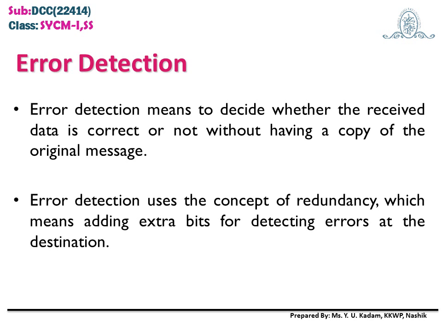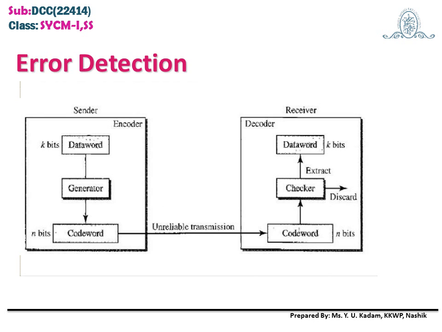So, when an error occurs, there should be an error detection methodology. Now, what do we mean by error detection? Error detection means deciding whether the received data is correct or not without having a copy of the original message. Error detection uses the concept of redundancy check or redundancy block, which means adding extra bits for detecting errors at the destination. So, this is the block diagram of error detection.